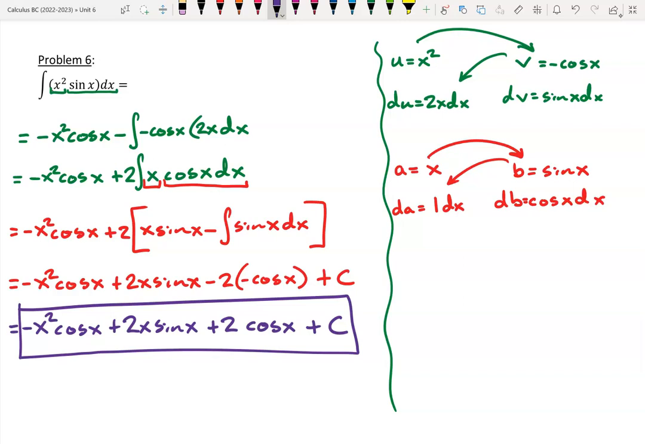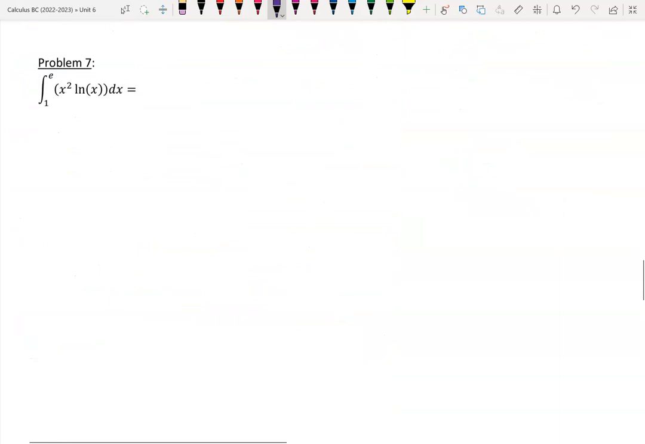All right, let's go ahead and look at problem number 7. All right, so this one takes our idea of integration by parts and throws in bounds. So let's go ahead and see how that would work. First off, let's do our integration by parts. I see a natural log. So I'm going to go ahead and pick that as my u.